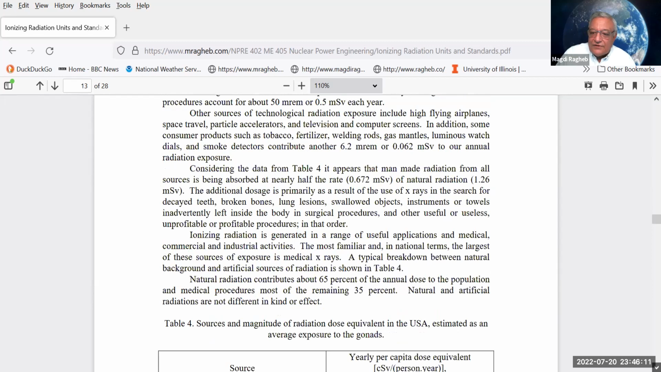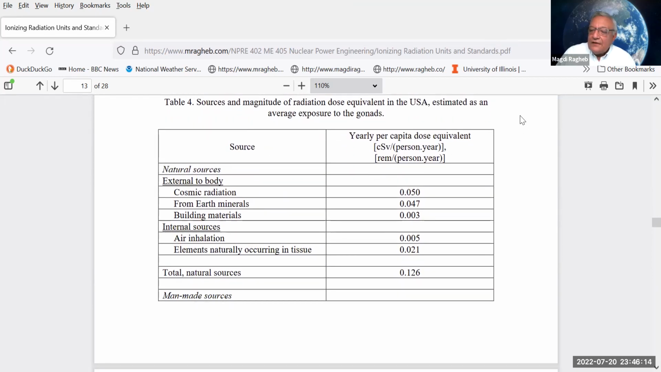Man-made radiation is part of our technological society, but in addition, we are subject to radiation from the rest of the universe around us. So let us consider, since we have defined units, what is the level of radiation that we get from natural sources and from internal sources. External to the body, the natural sources, as I said, can be cosmic radiation. And that cosmic radiation gives us a dose equivalent in units of rem per person per year.